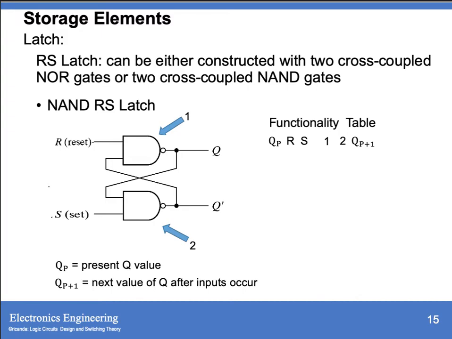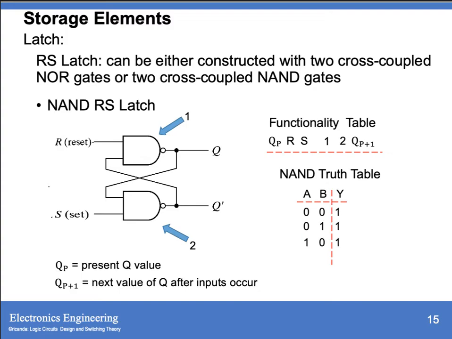So recall the truth table of your NAND gate. In your NAND, if we have 0, 0, we have 1. If we have 0, 1, it is also 1. 1, 0, that is also 1. But if both inputs are 1, then you have an output of 0. As you can observe, when one of the inputs of your NAND is 0, you will generate an output of 1. So back to your functionality table.